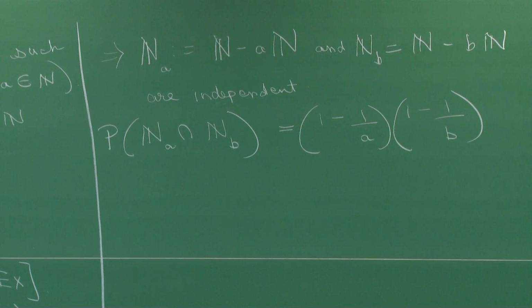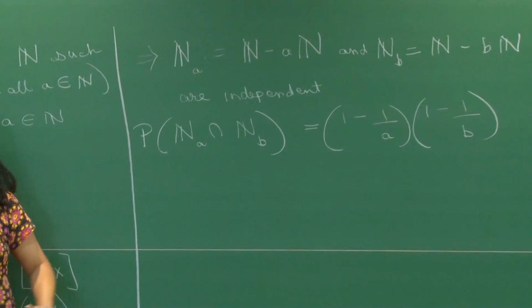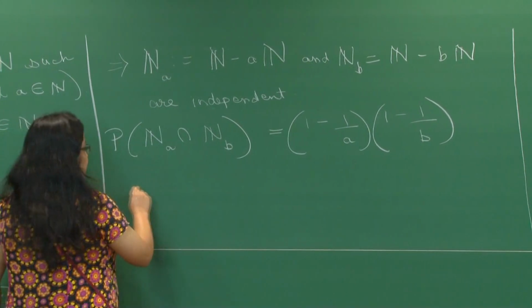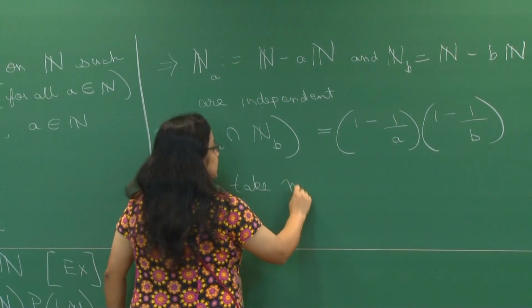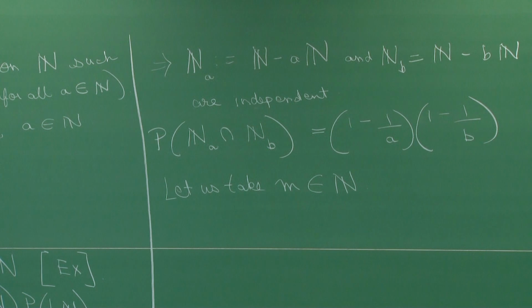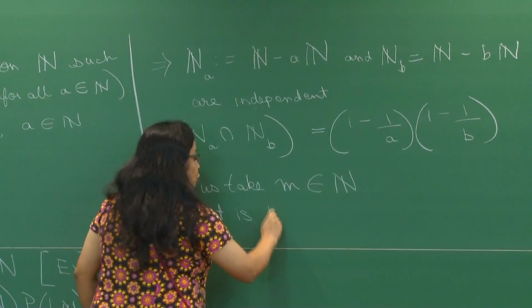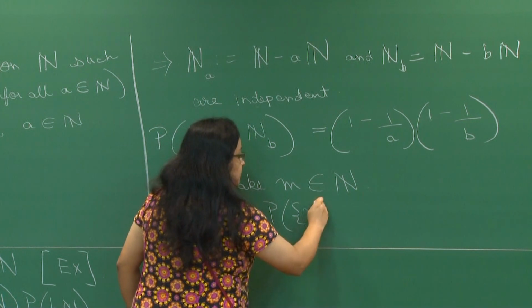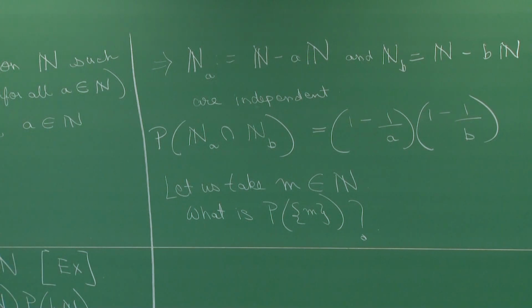What does this mean? This can be extended to any finite collection of these type of sets. So, now what we do is, let us take some natural number m, and let us fix this for a moment, and using the assumptions that we have made, we want to derive the probability of the singleton m. To evaluate this using the assumptions we have made above, we observe the following.